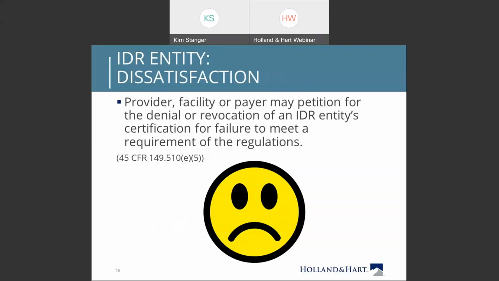If you don't like the IDR entity, sorry, it's not like there's any appeal process out there. You're stuck with what you got. You can go ahead and complain, petition the government for the denial or revocation of the IDR entity certification for their failure to meet the requirements in the regulations, but it doesn't really address your particular claim. You can just express your dissatisfaction with the IDR entity.